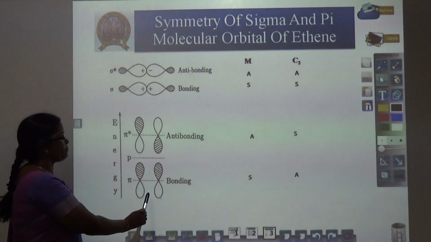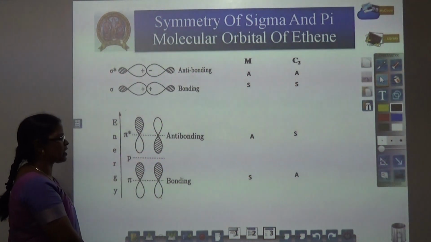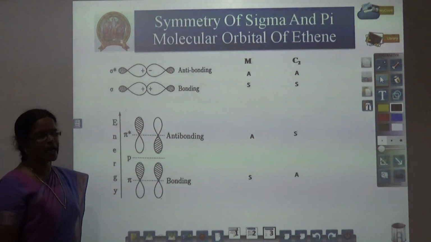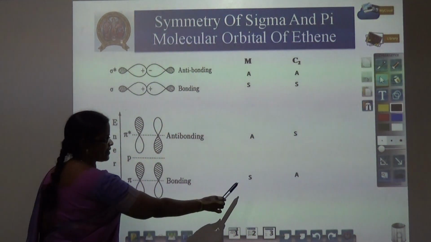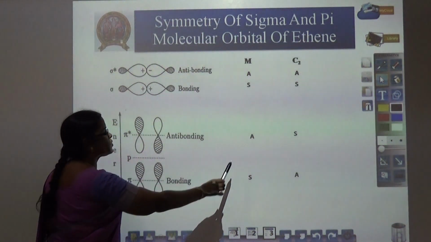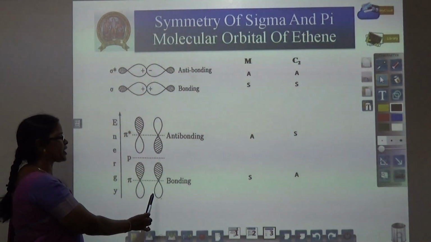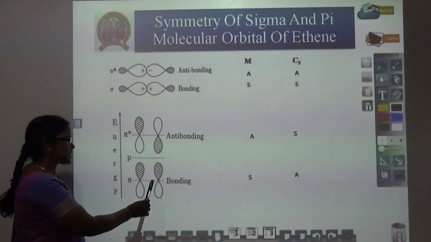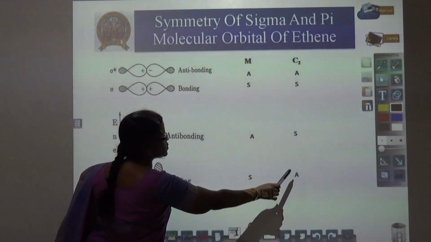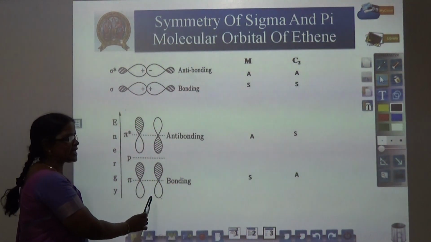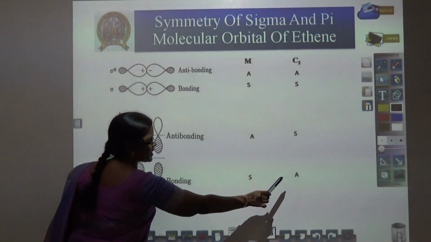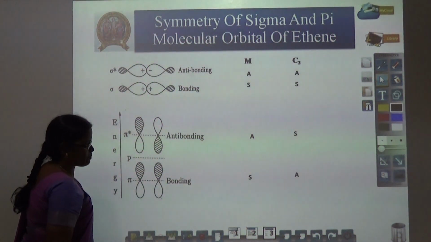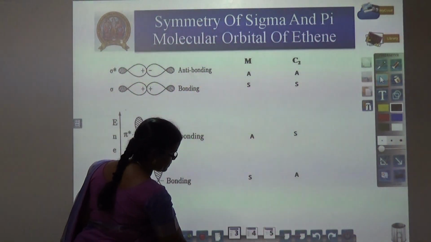Similarly, the pi bonding and anti-bonding molecular orbitals are designated by mirror plane symmetry and C2 axis of symmetry as S and A, using mirror plane symmetry for the bonding MO and anti-bonding MO of the pi molecular orbitals. Similar to that, using the C2 axis of symmetry also, it is designated as asymmetric for the bonding molecular orbital and symmetric for the anti-bonding molecular orbital.